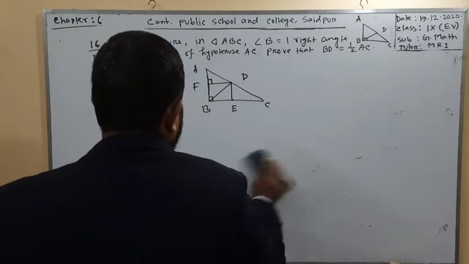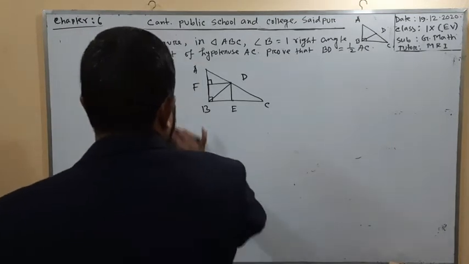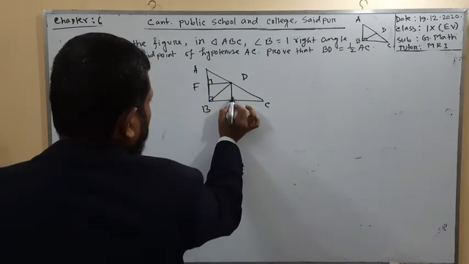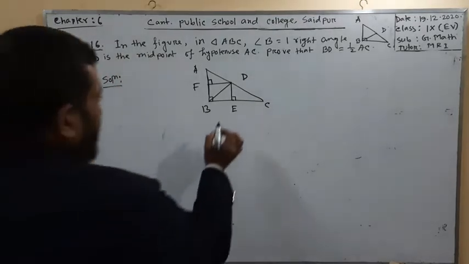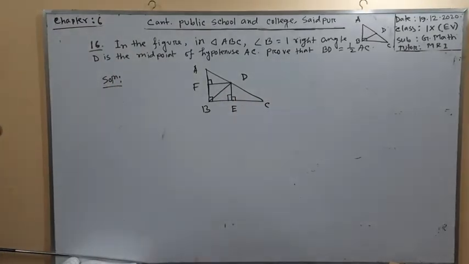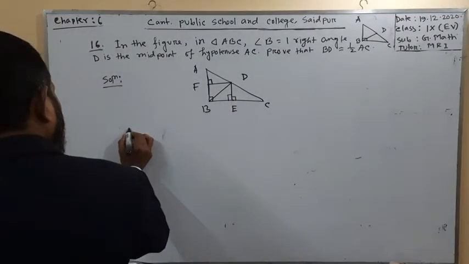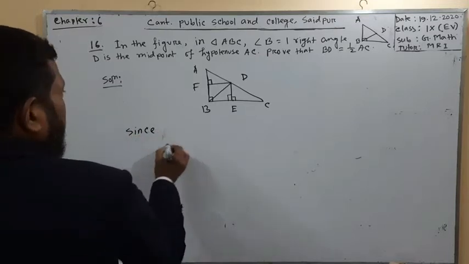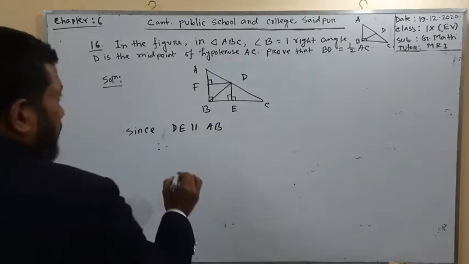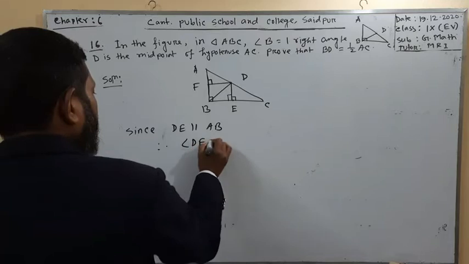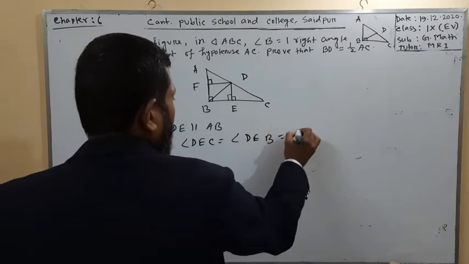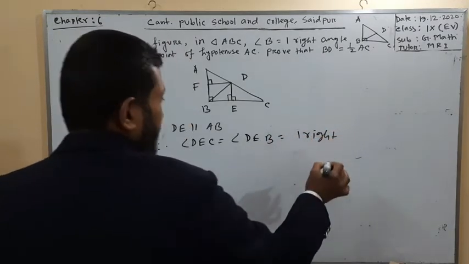Similarly, we know here DE is parallel to AB. Since here angle A is equal to 90 degrees, the measure of angle DEC and DEB will be one right angle, since DE is parallel to AB. So here DEC is equal to DEB is equal to one right angle.